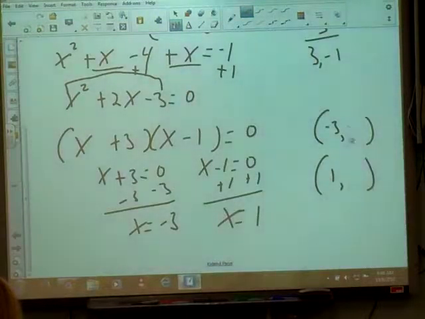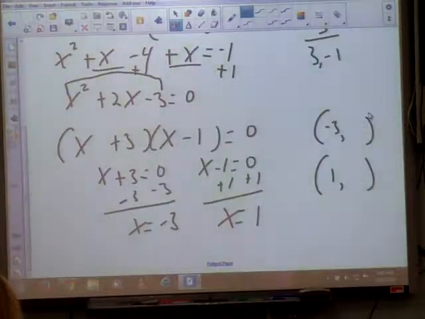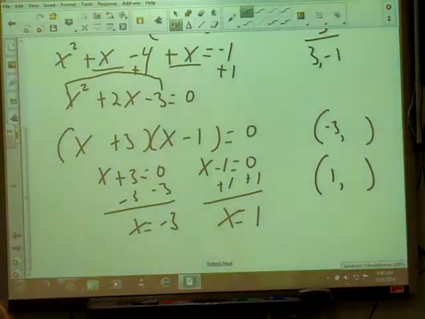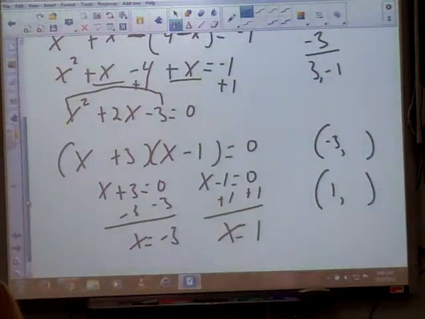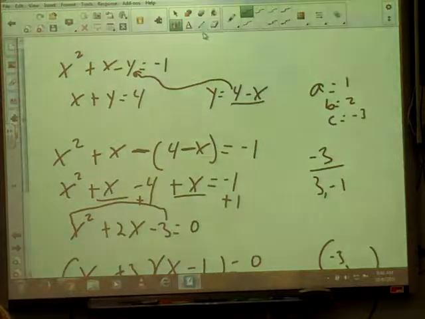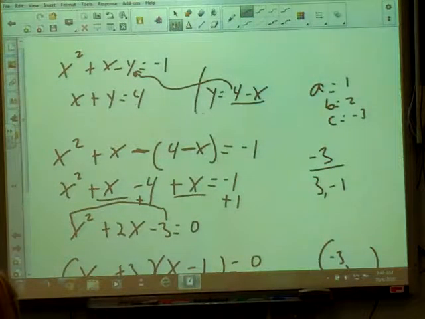When that A is 2 or 3 or something else, and you have to do the grouping, then factoring is a little bit harder. But when it's a 1A, it's easy because it's just X and X. Remember that? We had a positive 3 and a negative 1. Solve both of those factors, you get negative 3 and positive 1.